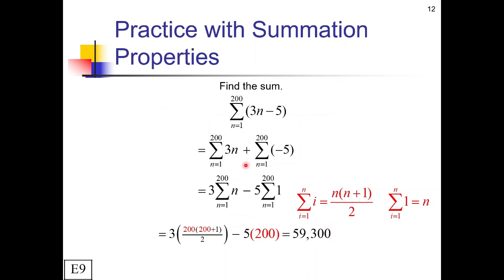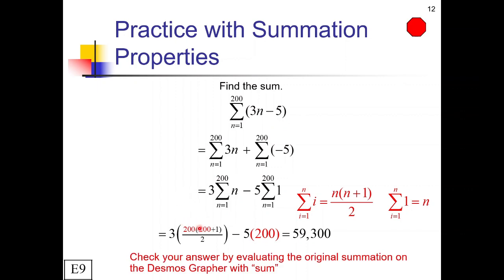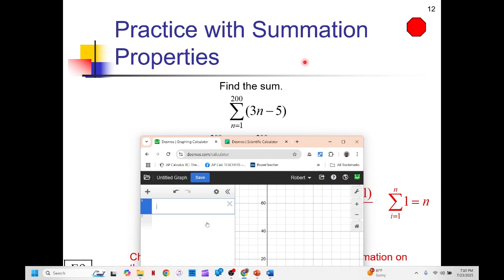So just to make sure that this actually works, and also give you one shot at using this formula in its original form on Desmos, just for fun, check your answer here by evaluating this original summation on the Desmos grapher. To get this sigma form, you just have to type the word sum. Pause the video and try that out. Alright, so here's my Desmos grapher, and again, you need the grapher in order to use this notation. It does not work on the scientific calculator.